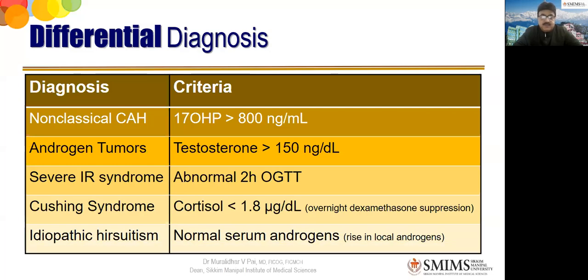Idiopathic hirsutism. How do you know that? There are normal serum androgens. There is a rise in probably local androgens. So this differential diagnosis, you must keep in mind always. Otherwise, you will simply treat for PCOS without treating the more serious underlying cause of hyperandrogenism.